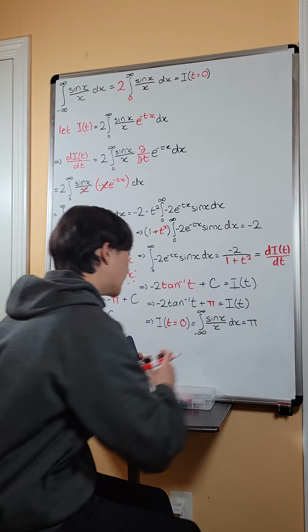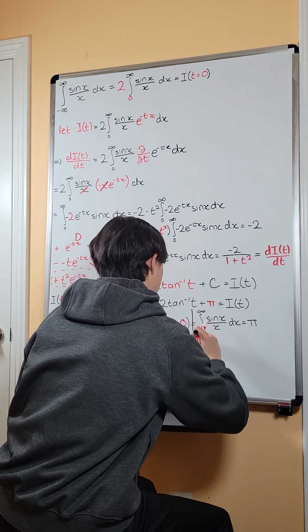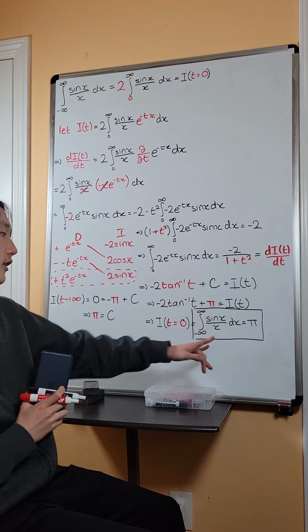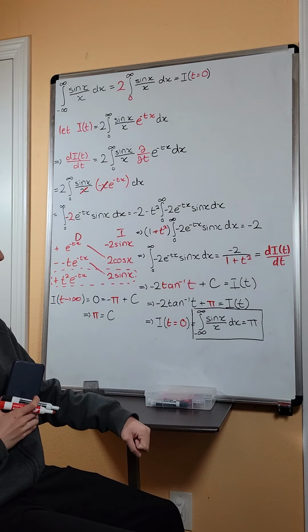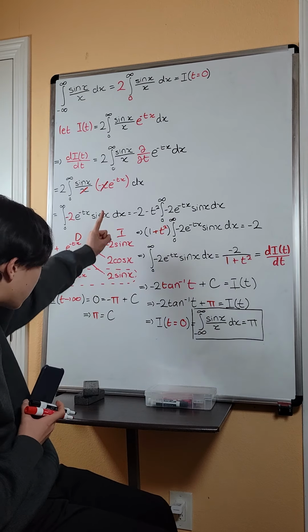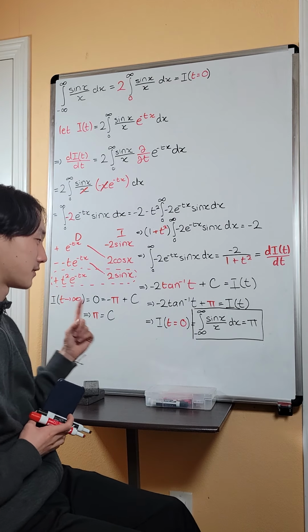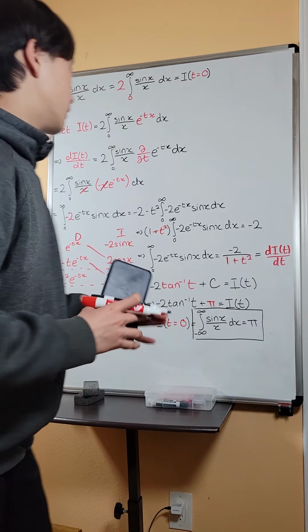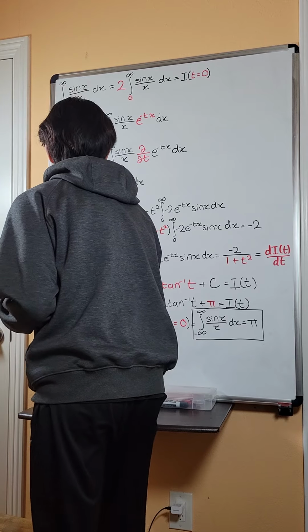Pretty cool. And now we've just proven that this right here is true. The Dirichlet integral evaluates to pi. Nice. And now I want to go ahead and cube the entire integrand and see if we can pull off something similar. Well, this is fun, I guess.